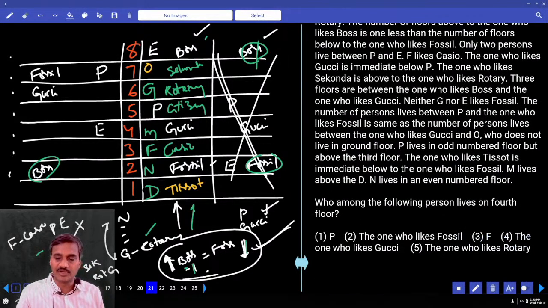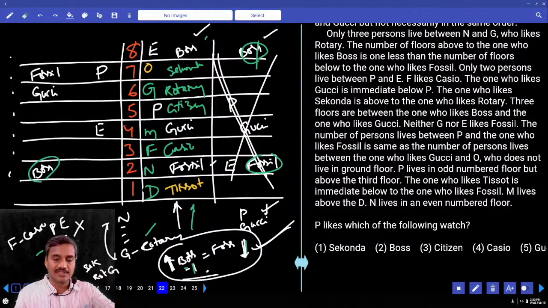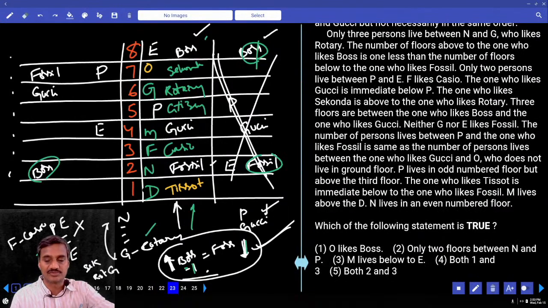Then who among the following persons lives on the 4th floor? M, the one who likes Gucci, that is choice 4, question number 21. Then 22nd: P likes which of the following? P likes Citizen, that is choice 3, 22.